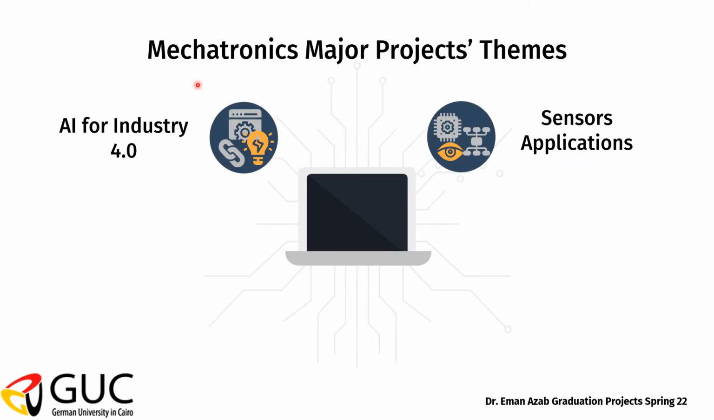For spring 2022, I'm going to focus on two themes in my graduation projects. The first one is using artificial intelligence for Industry 4.0 applications, and the second one is sensors applications. I'm offering 4 projects in this scope, 3 in the scope of AI for Industry 4.0 and 1 in the scope of sensors applications. So let's dig in and see what these 4 projects are focused on.